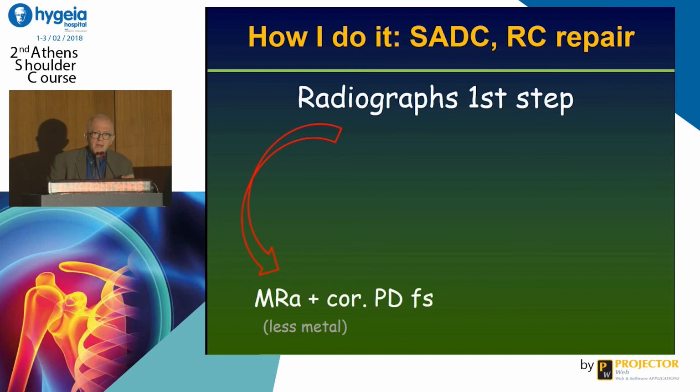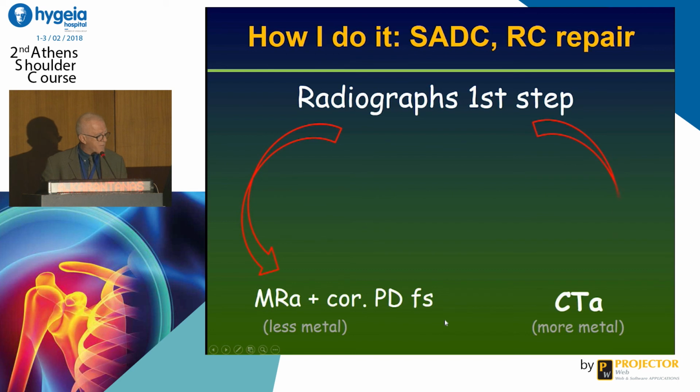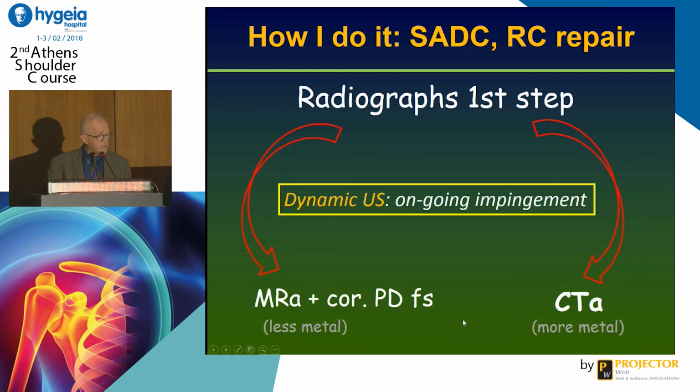If we have few metals in the radiographs, I use MR arthrography, and in the end, I also take a conventional oblique coronal proton density with fat suppression because arthrography is not able to assess the intratendinous structure. If there are lots of metals, for instance 4 metallic anchors, then I prefer CT arthrography, and in both cases dynamic ultrasound might be a complementary tool to assess an ongoing impingement.